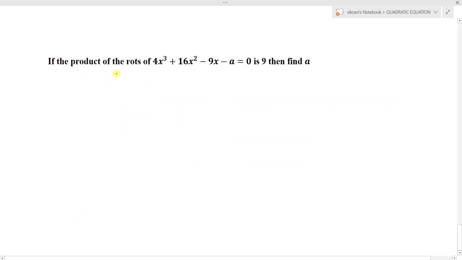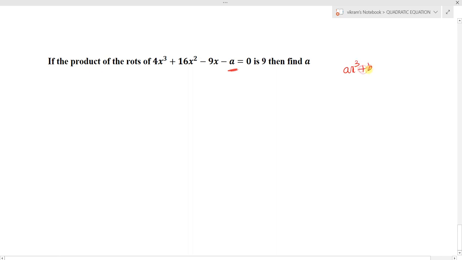And the next question: if the product of the roots of 4x cube plus 16x square minus 9x minus a equals 0 is 9. Okay, he has given that the product of the roots is 9. Then find a. He hasn't given the constant term in this one.